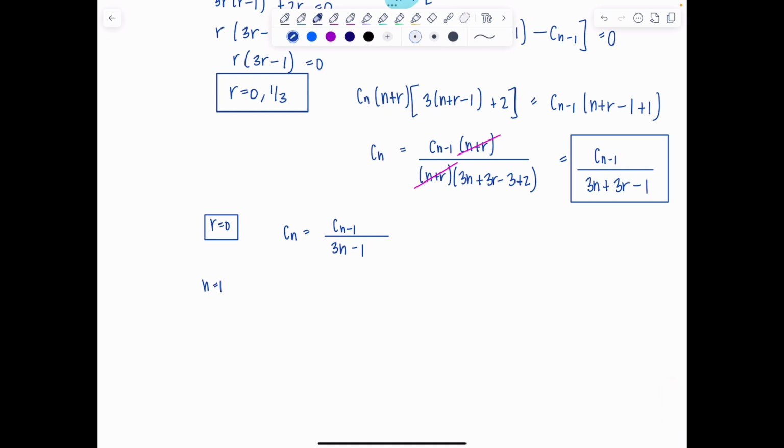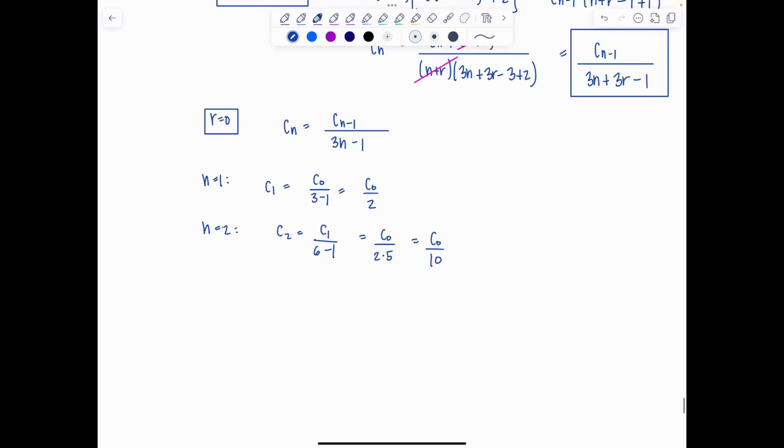N equals 1. So C1 would be C naught over 3 minus 1. So C naught over 2. N equals 2. C2 is C1 over 6 minus 1. So that would be C naught over 2 times 5, or C naught over 10. And don't forget, we already have C naught x to the 0. This is C1 times x to the first, and C2 times x squared. So I already have the first 3 non-zero terms.